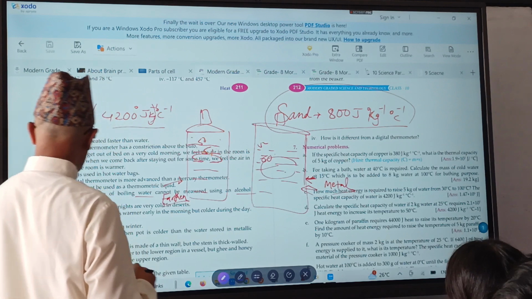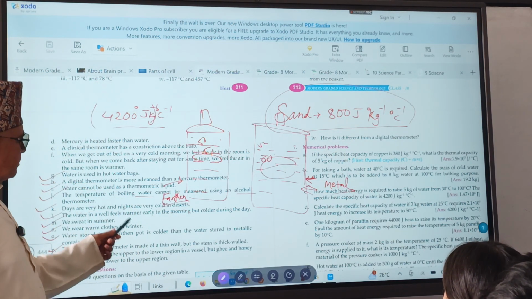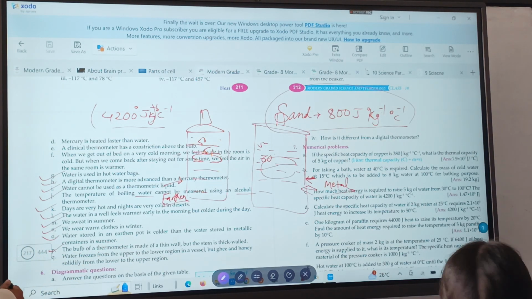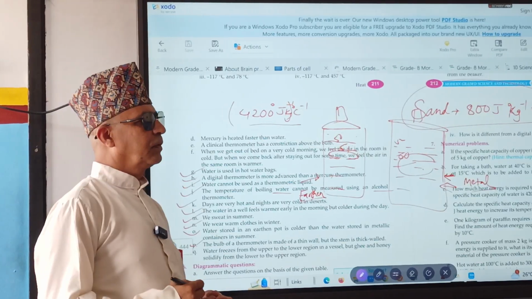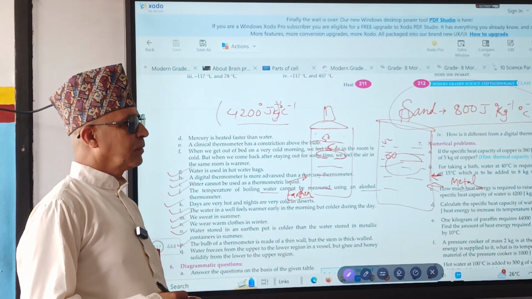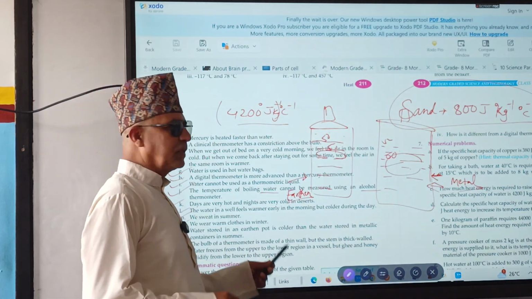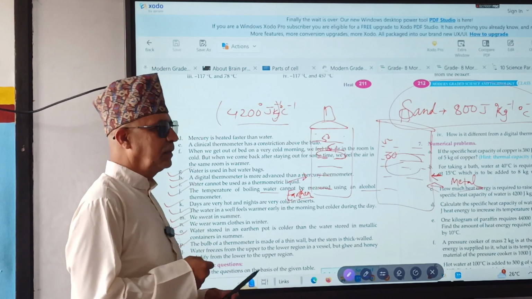Next question. P. The bulb of a thermometer is made of a thin wall, but the stem is thick walled. The bulb is thin and the stem is thick. Why? What's the reason? If it is thin, it can absorb heat fast. So if the bulb is made up of thin glass, it can gain heat faster and it can be transported easily. Because of that reason, right?